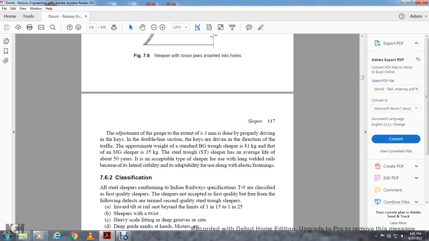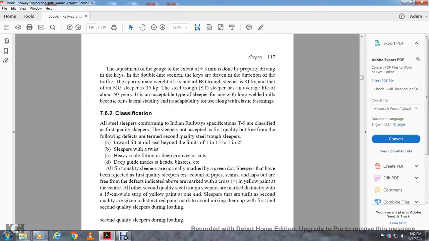The approximate weight of the standard broad gauge trough sleeper is 81 kilograms, and that of the meter gauge sleeper is 35 kilograms. The steel trough sleeper has an average life of about 50 years and is an acceptable type of sleeper for use with long welded rail because of its lateral stability and adaptability for use with elastic fastenings.